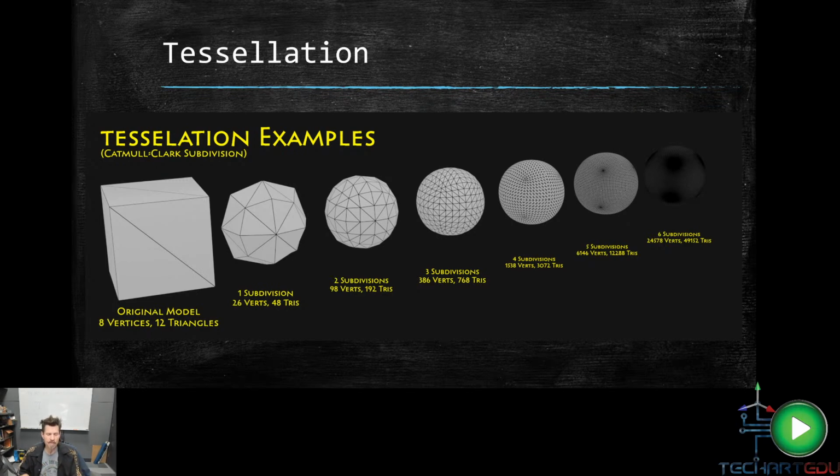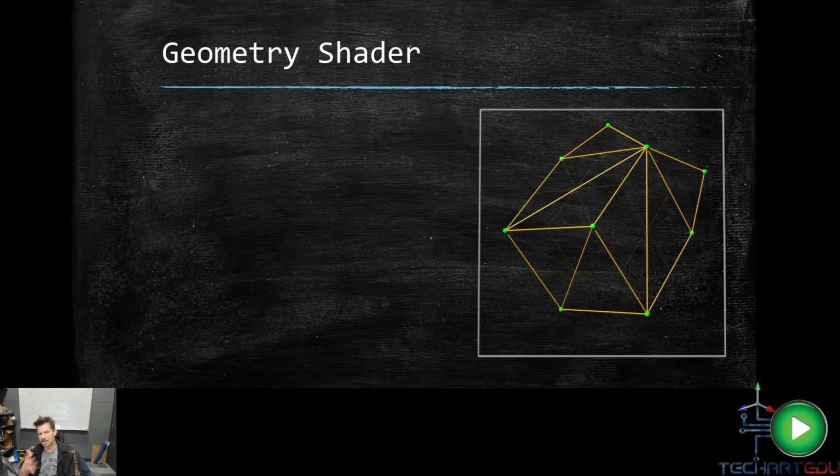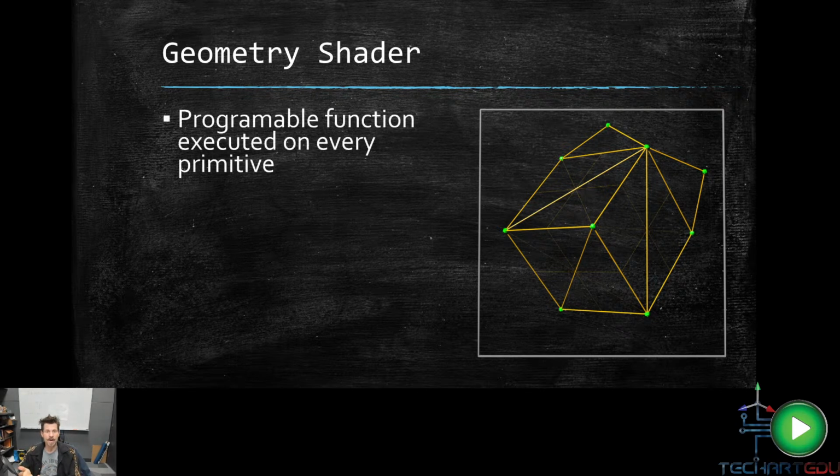The engine is doing all this subdivision for you, and that's what tessellation is. Then we go on to the 4th stage, which is the geometry shader. Now the geometry shader actually does add more geometry. You can add more vertices, more points, more polygons, or you can take them away. And this geometry shader is performed on every single primitive.